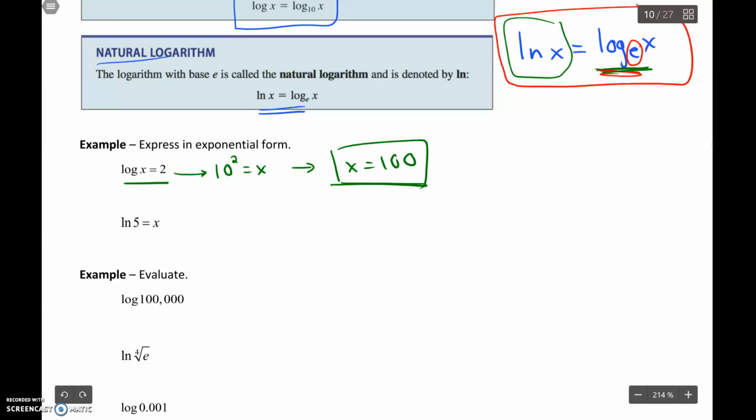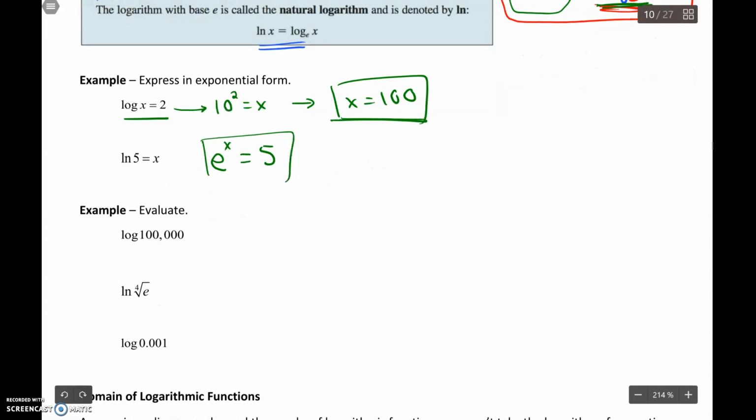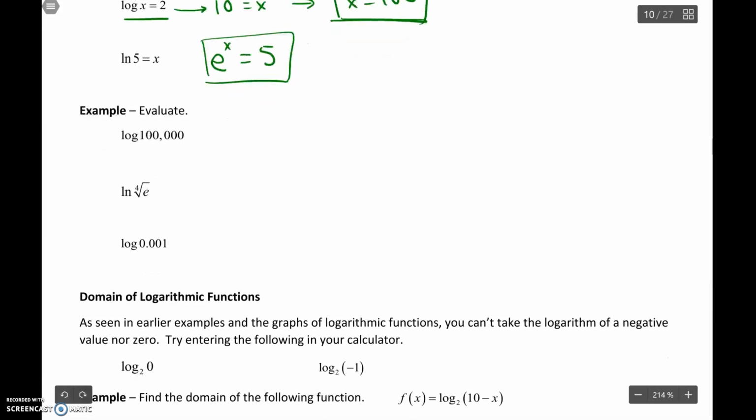For this one here, this is a natural log, so the base is e. e to the x power equals 5. That's it. They're just asking us to write it in the other form.